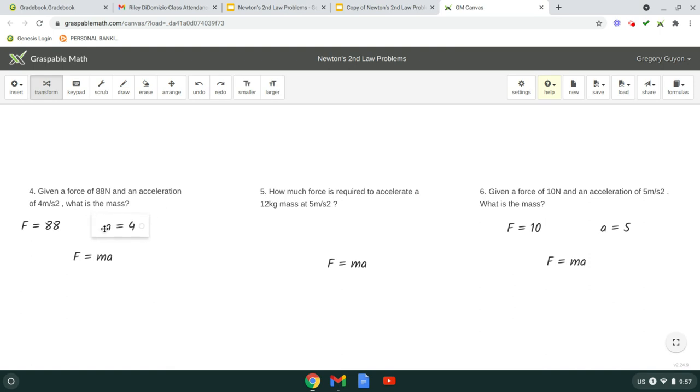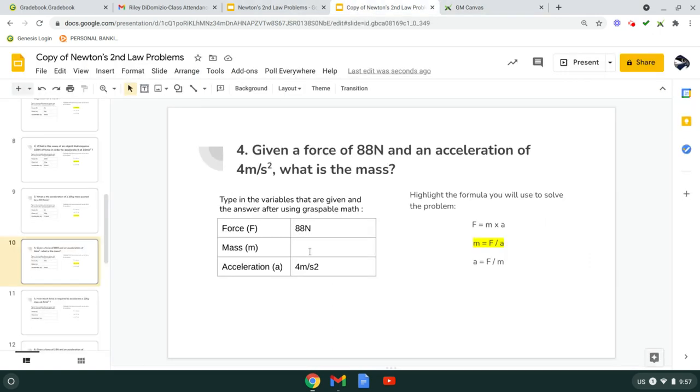And now I can just solve the problem. I plug in my F, I plug in my a, and click to get rid of the parentheses. Now I have m times 4, so I have to divide my 4 to the other side. You're always doing the opposite operation. So now we get 88 divided by 4. Double click on the line, and m equals 22. So I come back here and type in 22, and it's mass, so it's kilograms.